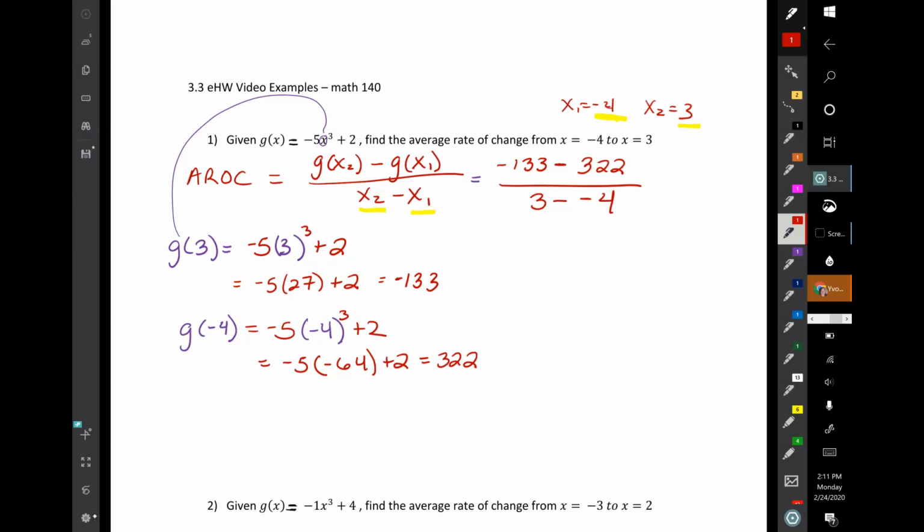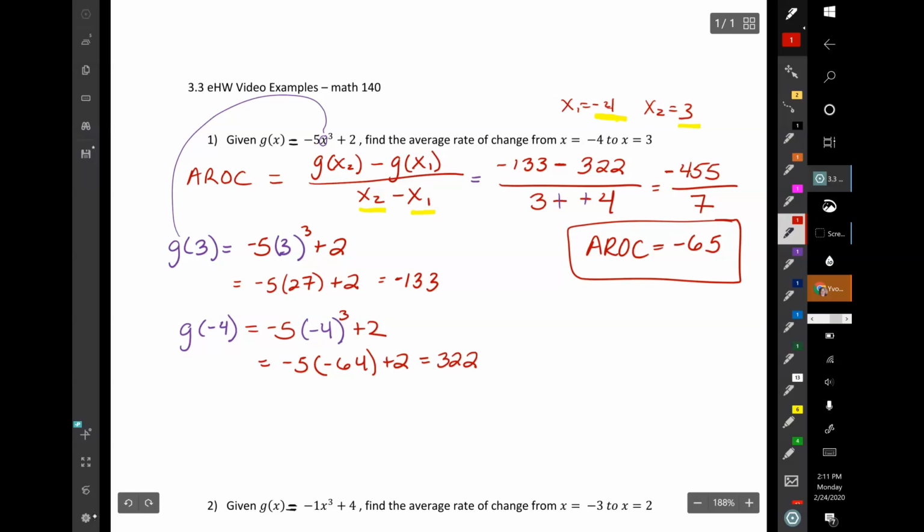So go ahead and crunch the numbers on that. I'm going to get negative 455, all divided by 7, because I'm going to have a plus plus there. So once I crunch that out, I get negative 65 is my average rate of change. So that is the answer for this particular regeneration.